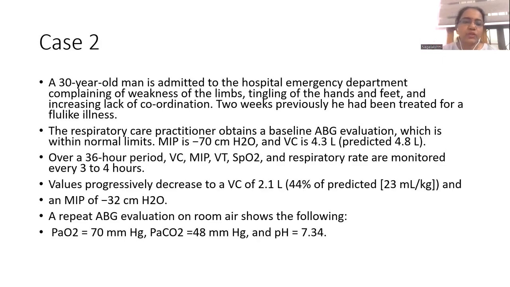Over a 36-hour period, he started deteriorating, and the patient was monitored every 3 to 4 hours, and values progressively decreased to a vital capacity of 2.5 liters, which is 44% of the predicted value, and a maximum inspiratory pressure of minus 32 centimeters of water. A repeat ABG evaluation on room air shows a PaO2 of 70 millimeters of mercury, PaCO2 of 48, and a pH of 7.34. So a worsening status also indicates mechanical ventilation to prevent mortality in the patient.